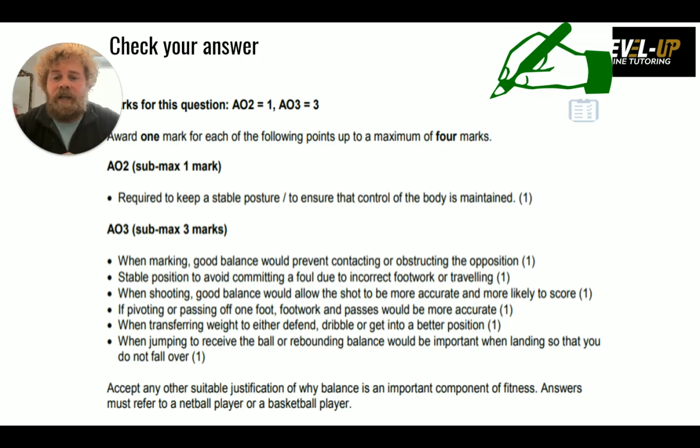Stable position to avoid committing a foul due to incorrect footwork or traveling. When shooting, good balance would allow the shot to be more accurate and more likely to score. In pivoting or passing off one foot, footwork and passes would be more accurate. When transferring weight to either defend, dribble, or get into a better position. When jumping to receive the ball or rebounding, balance would be important when landing so that you do not fall over. Again, any other suitable justification would work well in that response.